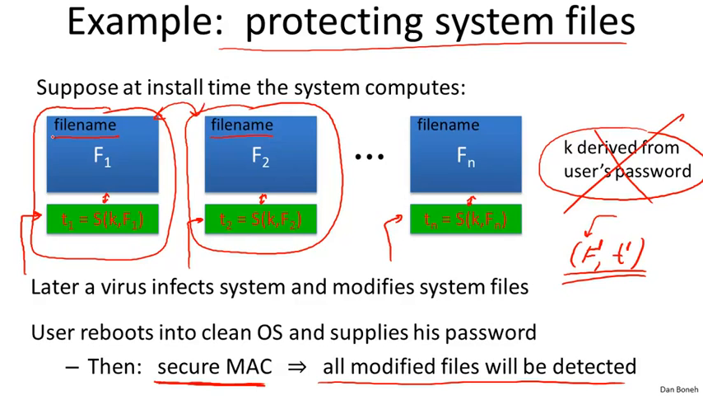So it is important to remember that MACs can help you defend against file tampering or data tampering in general, but they won't help you defend against swapping of authenticated data, and that has to be done by some other means. Okay, so that concludes our introduction to MACs, and in the next segment we'll go ahead and construct our first examples of secure MACs.